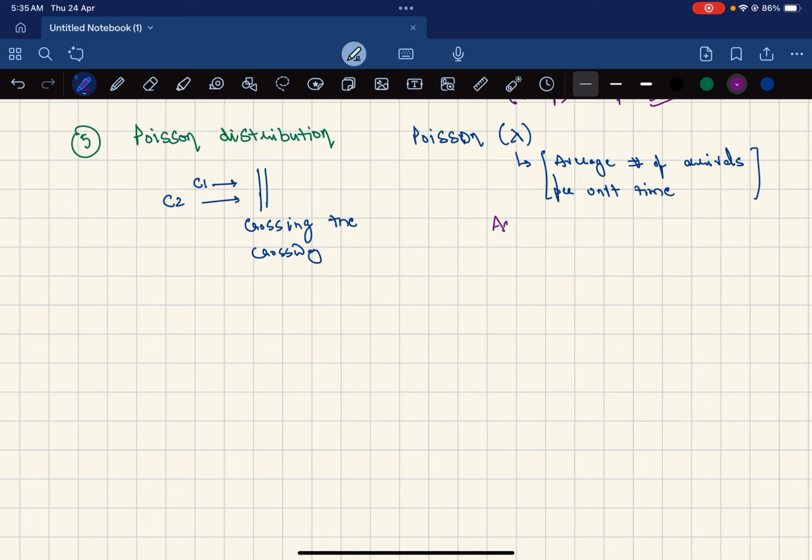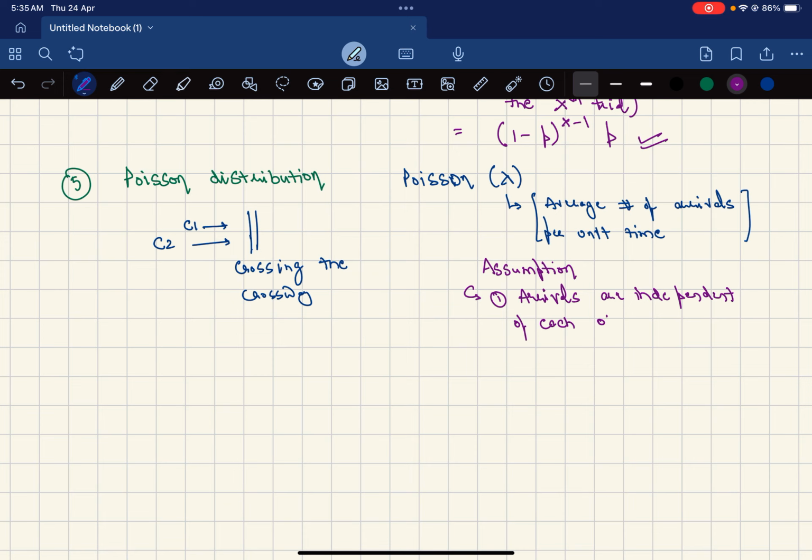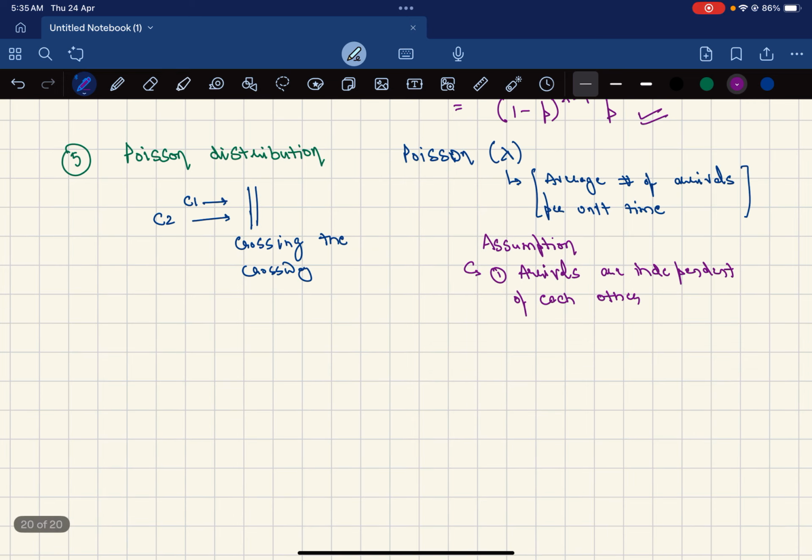Now an important assumption here: arrivals are independent of each other. So just like we had the assumption of independence in the binomial distribution, here we also assume that arrivals are independent of each other. Also, the rate of arrival, which is lambda, is the same as the average number of arrivals per unit time, and it is the same across all time periods.